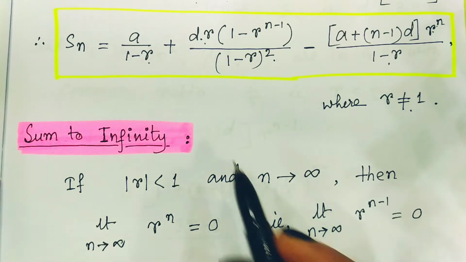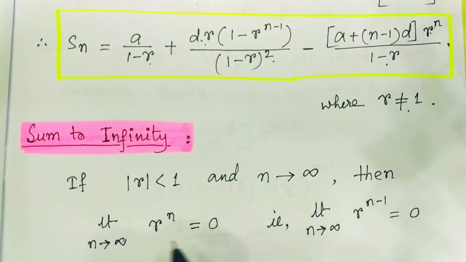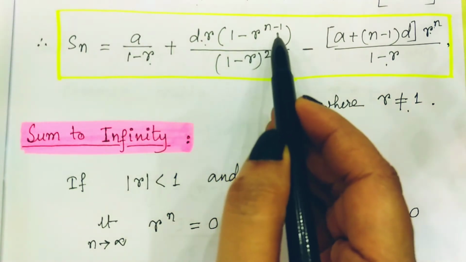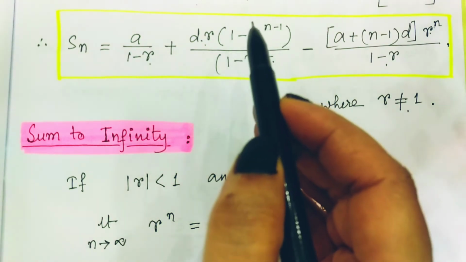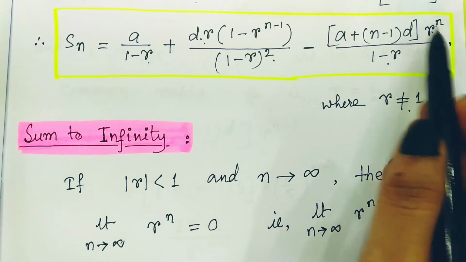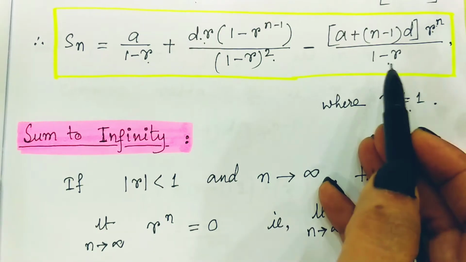n tending to infinity means here we will find that r to the power n is equal to 0. So we can say r to the power n minus 1 is also 0 as n tends to infinity. So that term becomes 0. Likewise here r to the power n tends to 0, so this one becomes 0, which means this entire portion becomes 0.